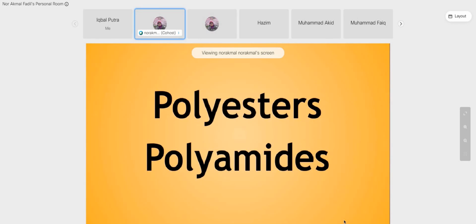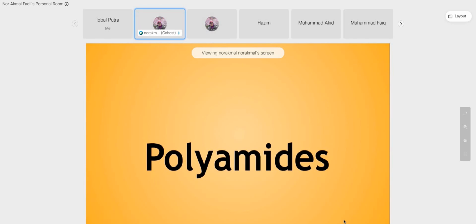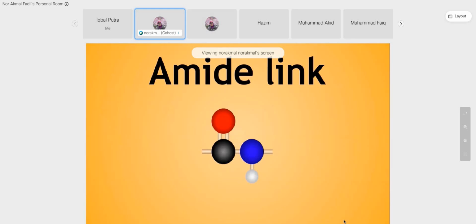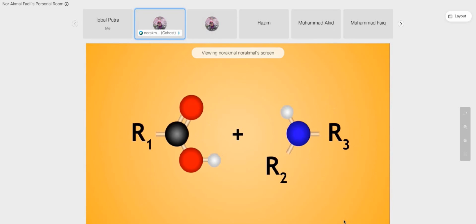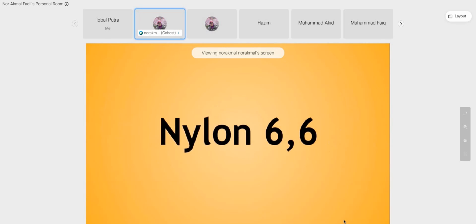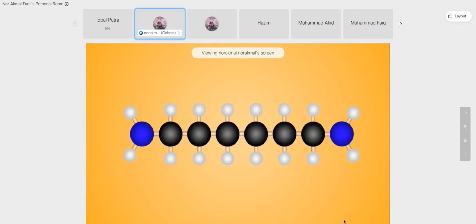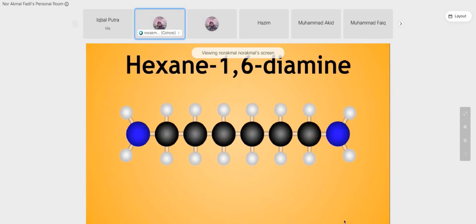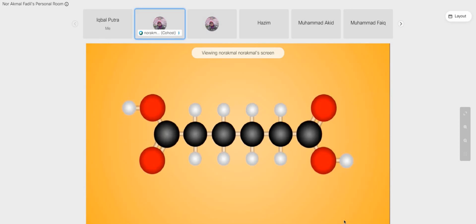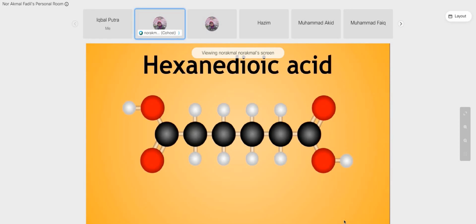We'll first look at polyamides. This is known as the amide link. It is formed when a carboxylic acid reacts with an amine. In the formation of nylon 6,6, we react a molecule with an amine group on each side, known as hexane 1,6-diamine, and a molecule with a carboxylic acid at each end, hexane dioic acid.